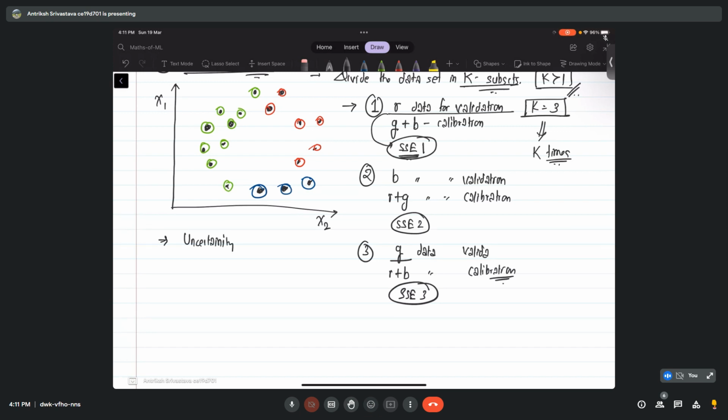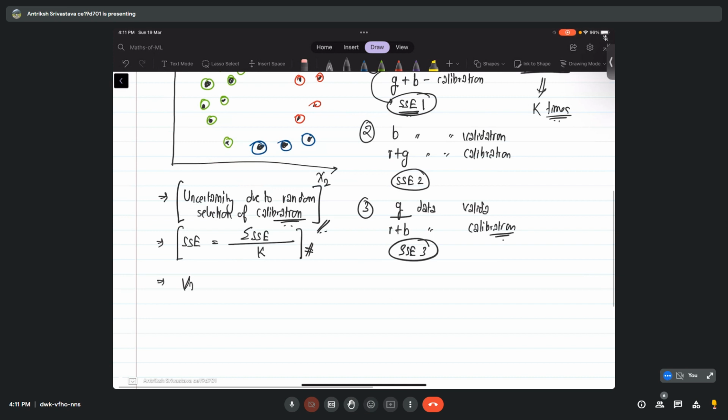The uncertainty due to random selection of calibration data is gone, because all the data at some point of time is going to be used for our model calibration, and the error is given by the average of the three errors. So in that case the variance for the validation is also reduced.